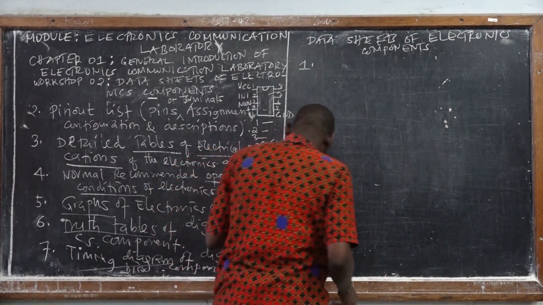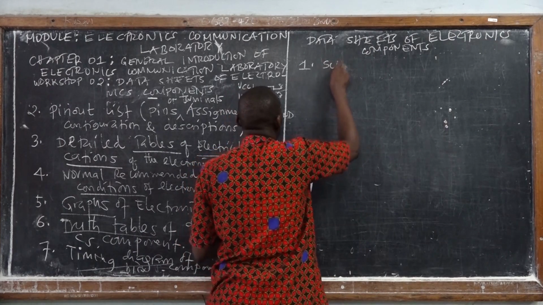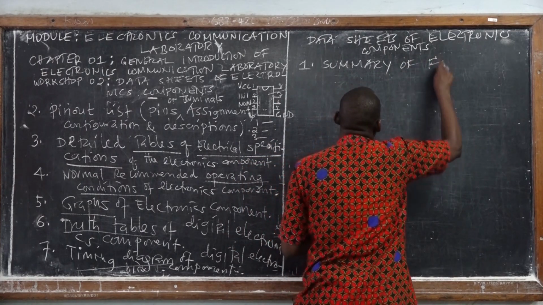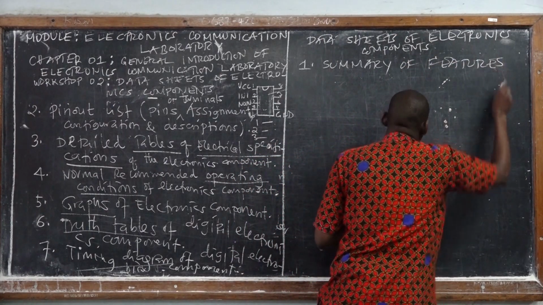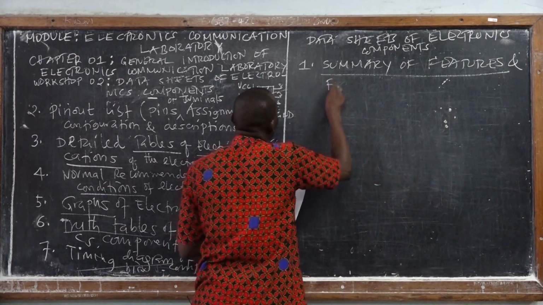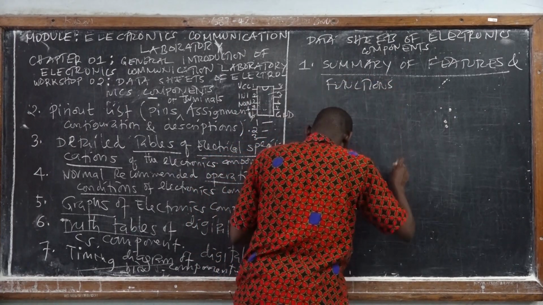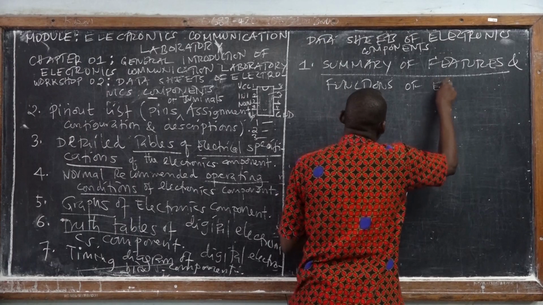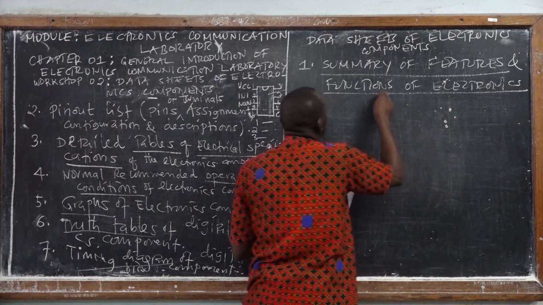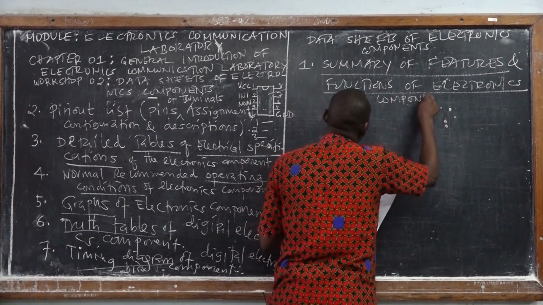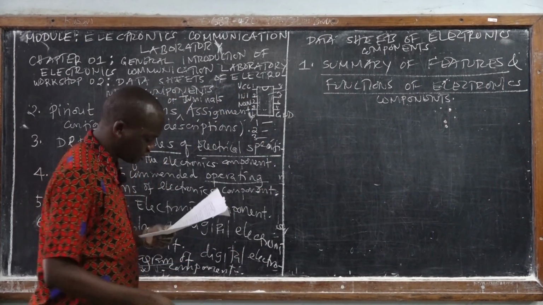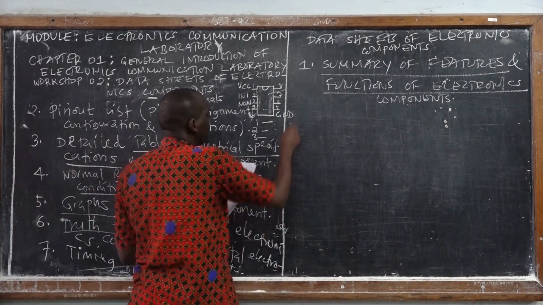So number 1, the first part. Summary of features and the functions. Features and function. Summary of features and function of electronics components. So what do we have to know in this first part? Here it's a description.